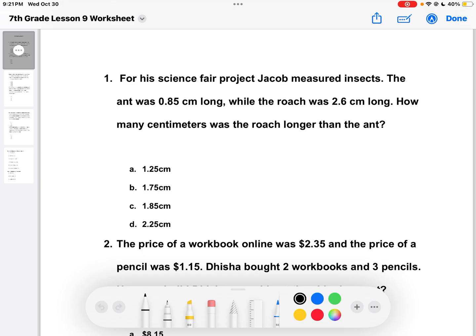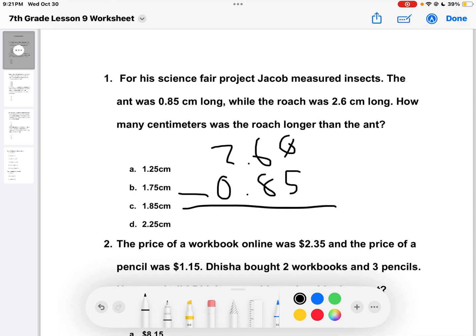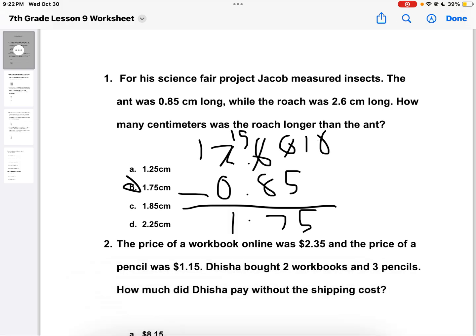So we just subtract it. 2.6 minus 0.85, and we can add a 0 here. So this will become 15, this will become 10 because we borrowed the 1, and this 6 will become a 5. 10 minus 5 is 5. This 5, you can't subtract 8 from 5, so we'll borrow 1. This will become 1. 15 minus 8 is 7. And 1 minus 0 is 1, so the answer will be B, 1.75.